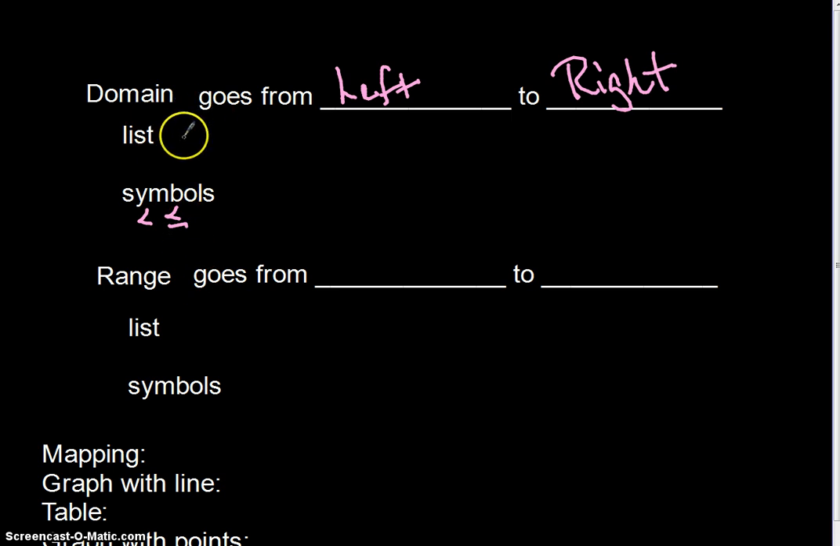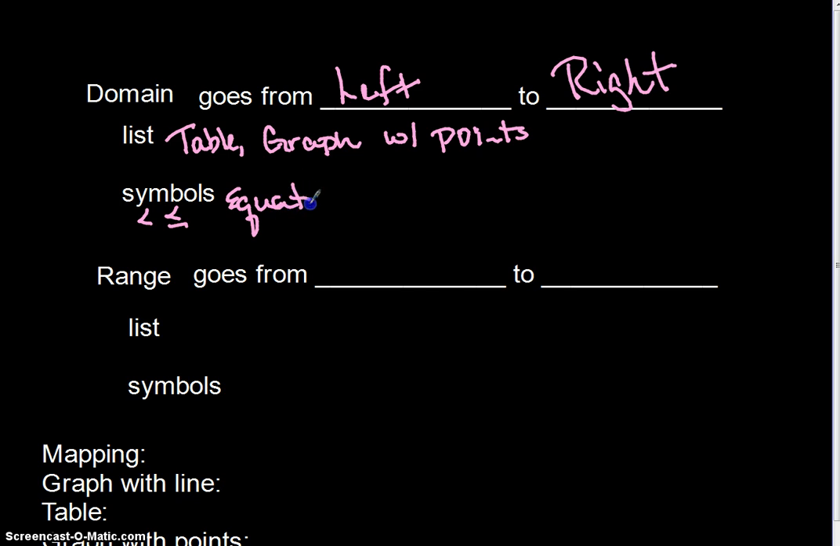You will use the list if they give you a table, if they give you a graph with just points that are not connected. You will use symbols if they give you an equation. You will use symbols if they give you a graph with a line actually on it. You will also use a list if they give you a mapping.